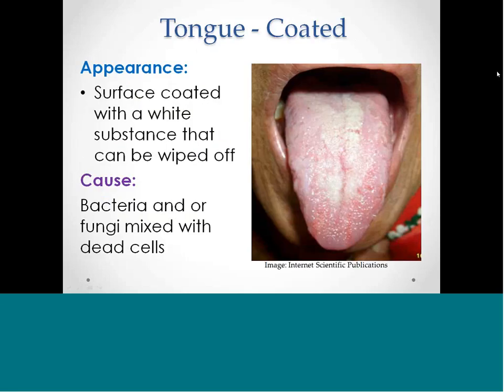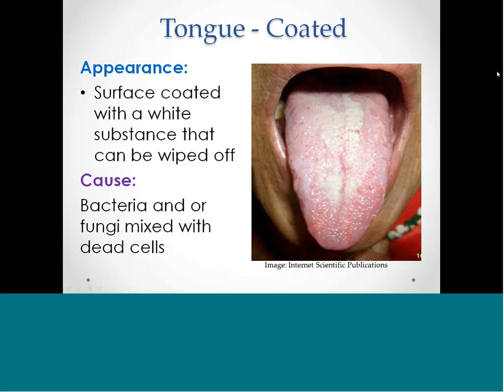A coated tongue will appear with a white substance on the surface that can be brushed or wiped off. A coated tongue is a major cause of halitosis, which is bad breath. The cause of a coated tongue is a mixture of bacteria and or fungi mixed with dead cells that accumulate and get stuck between the taste buds on the tongue.